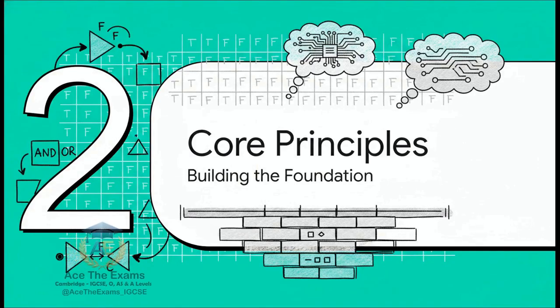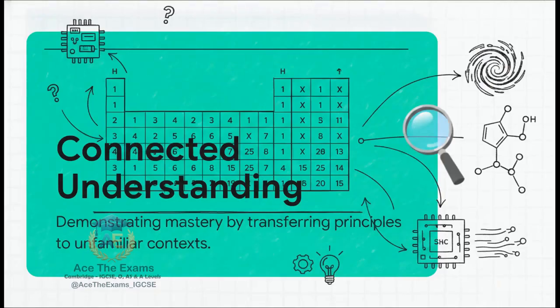Moving to Section 2, Core Theoretical Principles. This is where we start building the foundation of your legal case for those top marks. Cambridge expects you to demonstrate something called connected understanding. What does that actually mean? It means demonstrating mastery of fundamental principles by transferring them to completely unfamiliar contexts.